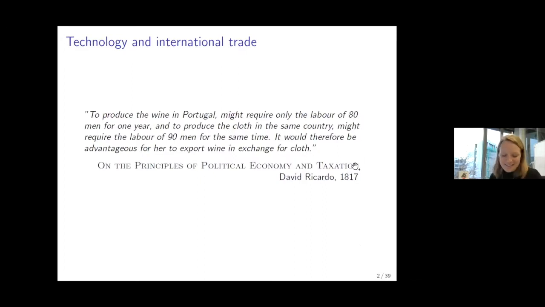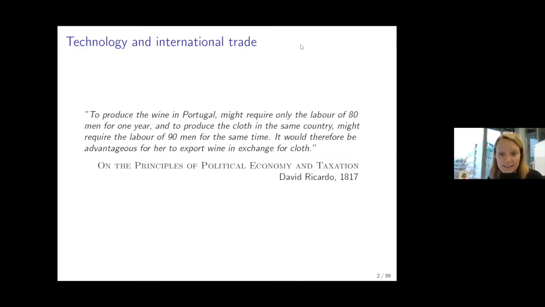Ricardo back then, our first trade model that existed, and still the first trade model we typically teach to our students in international trade classes, was all about technology. In the simple Ricardian world, 100% of trade was actually explained by technology.